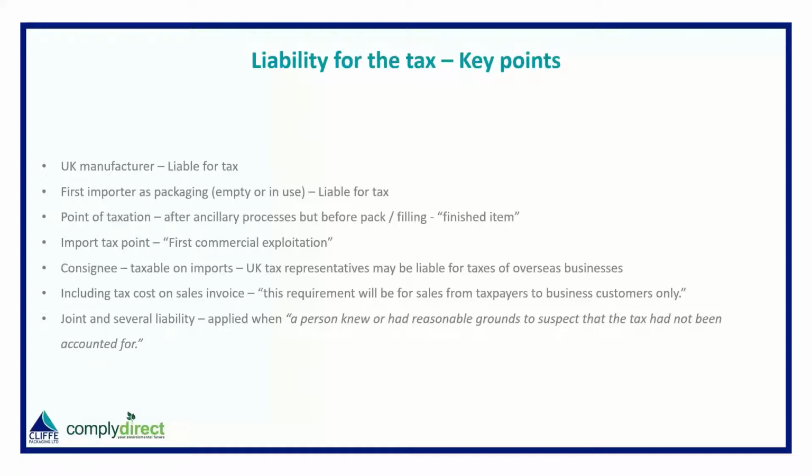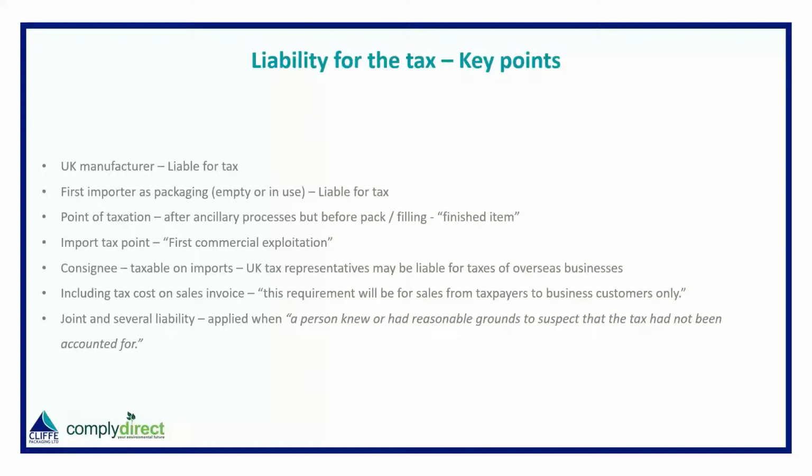In terms of imports, it's once again worth clarifying here that the first commercial exploitation of the packaging by a UK business is the point of tax for imports. With import paperwork, government are keen to say that the consignee on import paperwork is likely to be the liable party. And overseas businesses which are operating in the UK, if they have a UK tax representative, that representative may be liable for the taxation if they are the first party to commercially exploit in the UK.